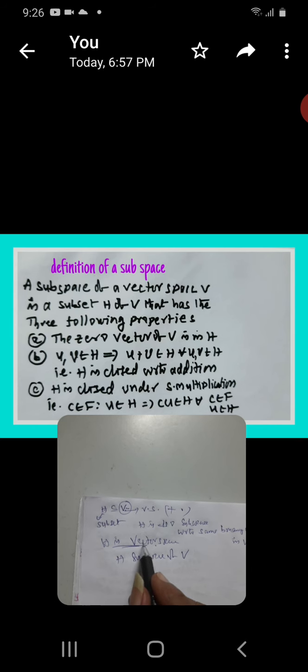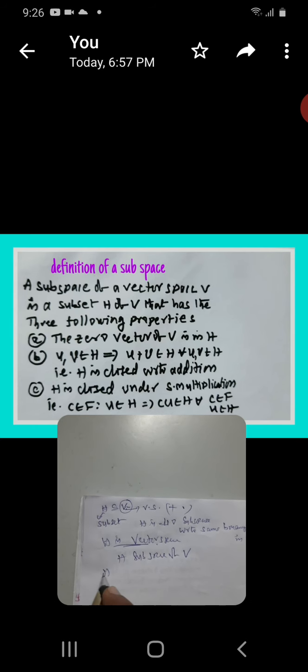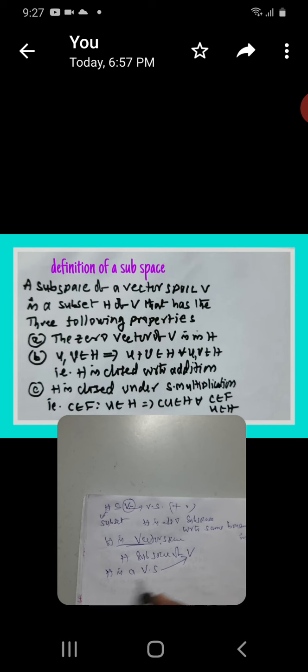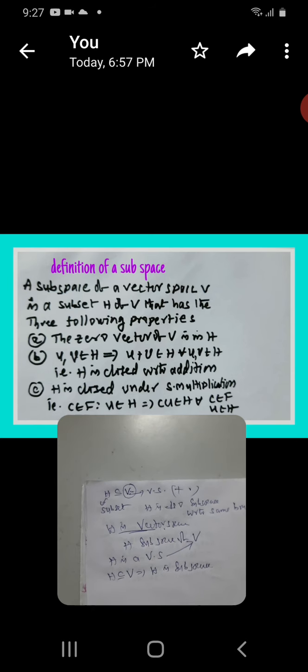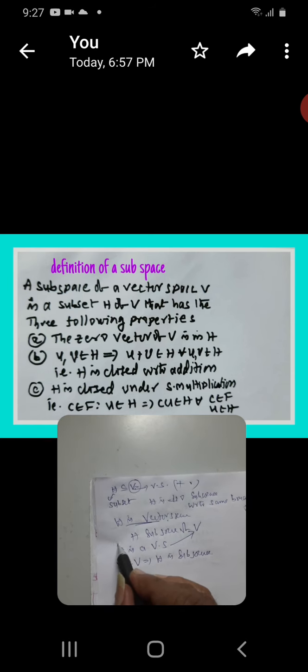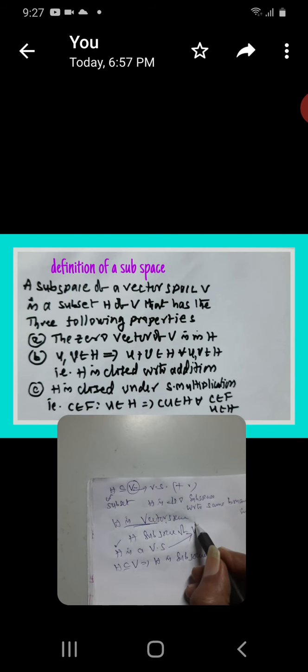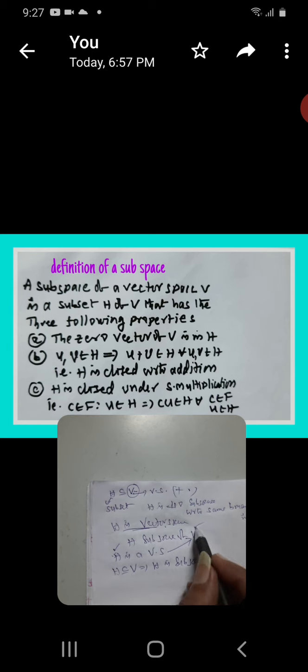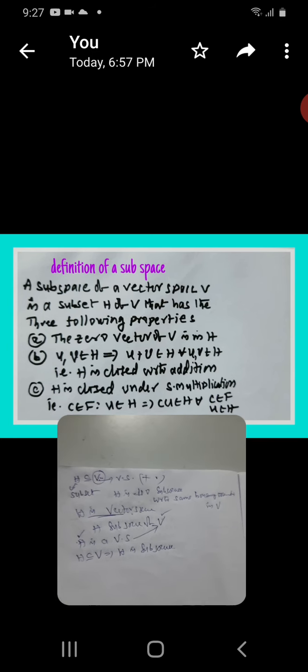That is, H is a vector space firstly. After that, compared to V, H is contained in V, then H is a subspace. Then H is called a subspace. No doubt at all, H is a vector space, V is also a vector space. The same binary operations are there in H and V.